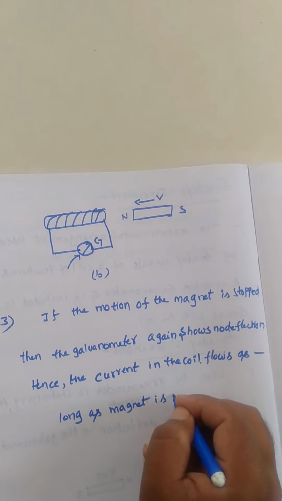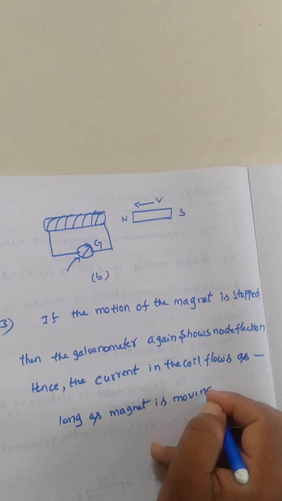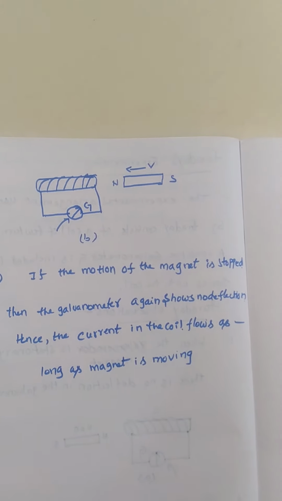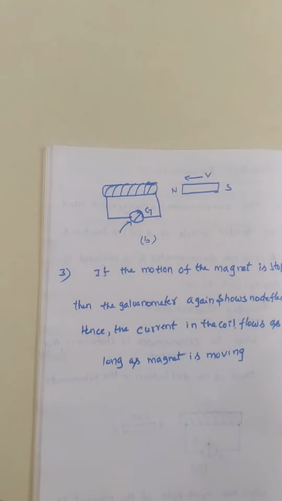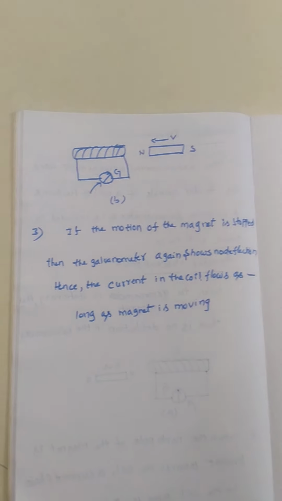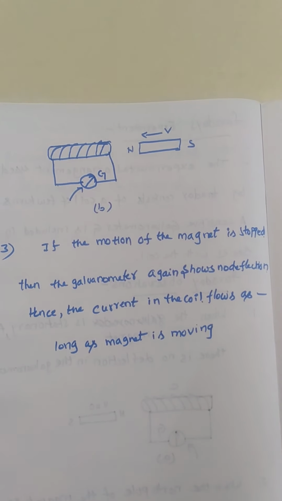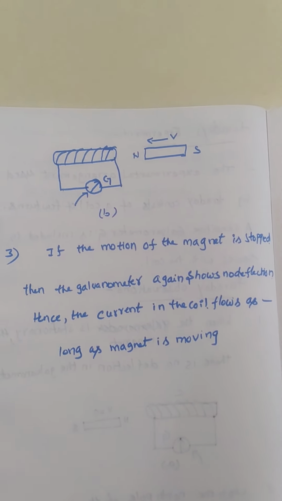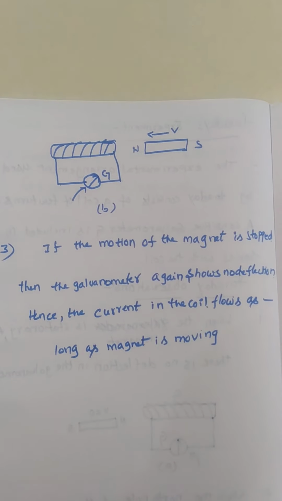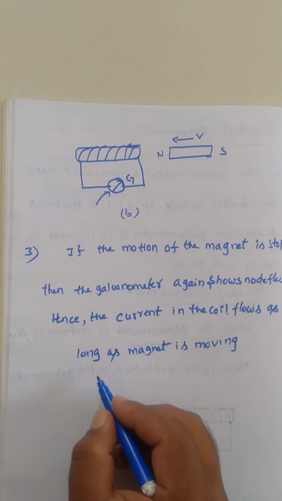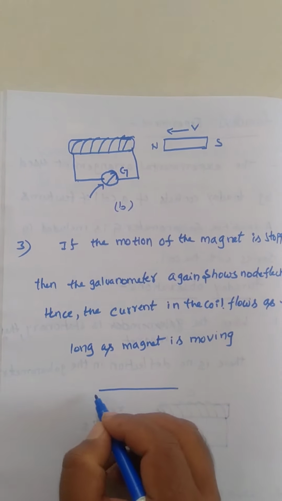This is one of the relations he gave. If the magnet is not moving towards the coil, then there is no deflection in the galvanometer, and so no current is produced in the coil. So the current produced in the coil depends upon the motion of the magnet. So again I am drawing a diagram.